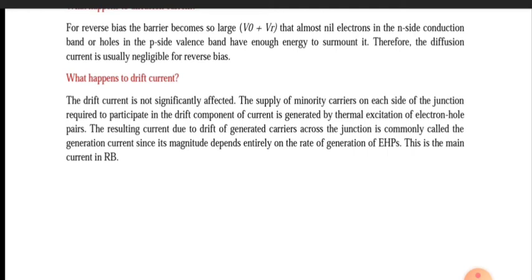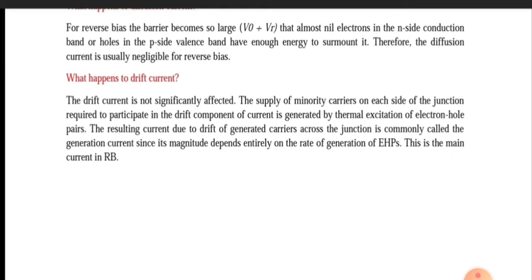Then what about the drift current? The drift current is not significantly affected, because drift current does not depend on the externally applied potential. It just depends on the production of minority charge carriers in the P and N side regions, which happens normally due to thermal excitation or other processes like Zener breakdown or avalanche breakdown. The supply of minority carriers on each side of the junction required for the drift component of current is generated by thermal excitation of electron hole pairs.